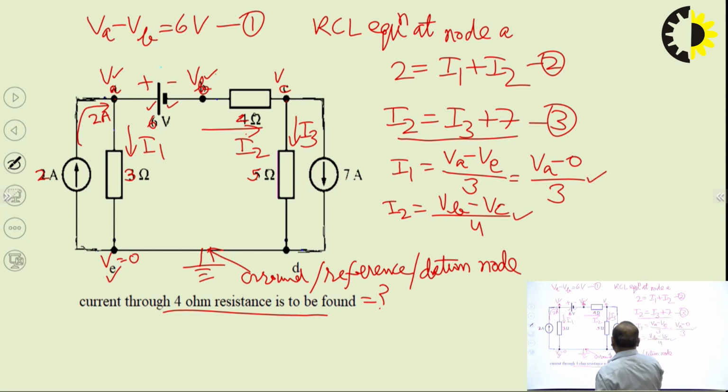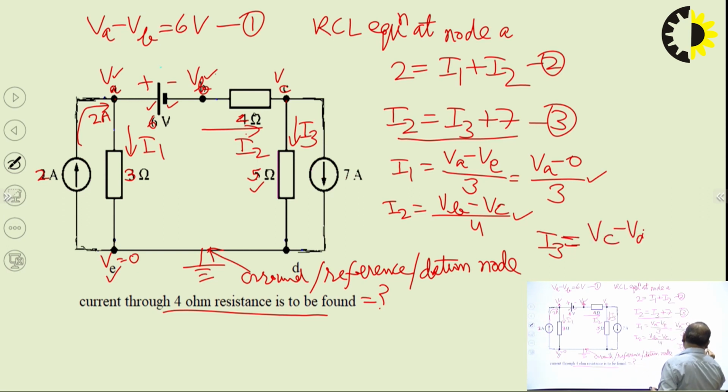Similarly, current I3, which is passing in the 5 ohm resistance. So I3 will be given by VC minus VD divided by 5, and this will be equal to VC minus 0 upon 5, since the potential of D is 0. It is again connected directly to the ground node. So these are the current I1, I2, I3 expressions, and now we put these expressions here in these equations.